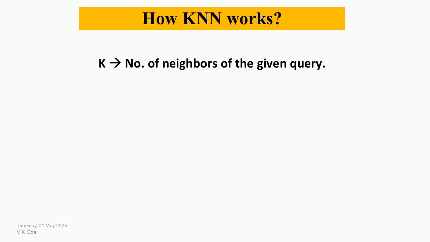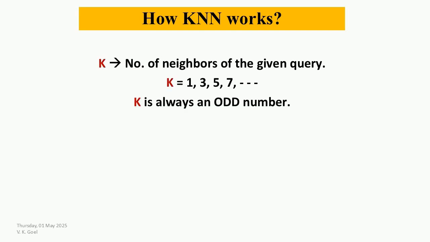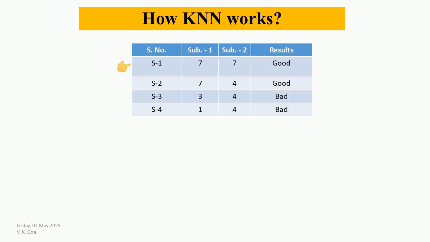Now, let's see how the KNN model works. K is the number of neighbors of a given query. K can go from 1, 3, 5 and so on. It can be noted here that K is always an odd number. The reason for K being an odd number will be discussed in the subsequent discussion. Let's work out the example here.